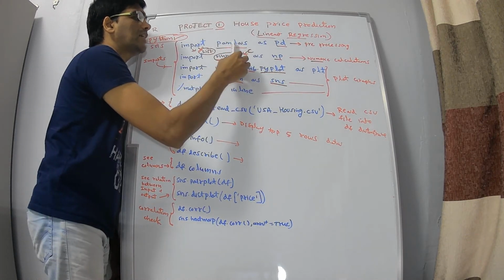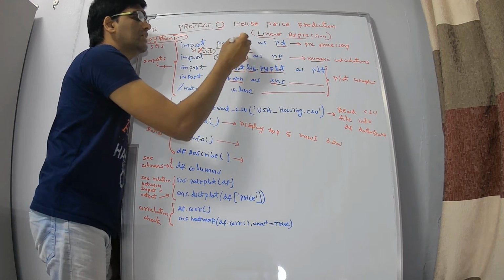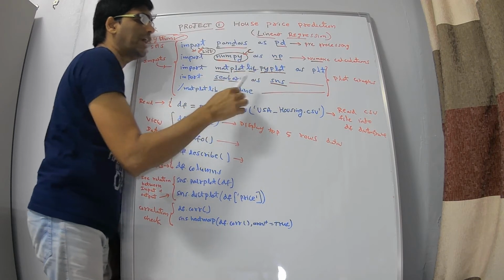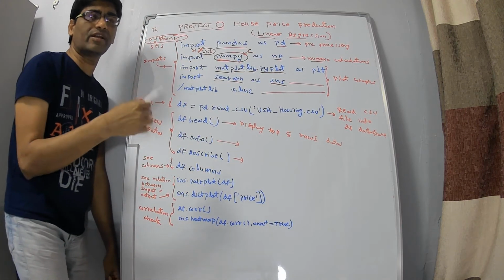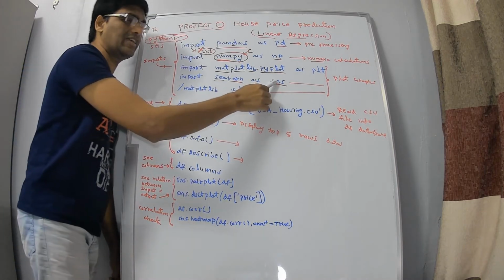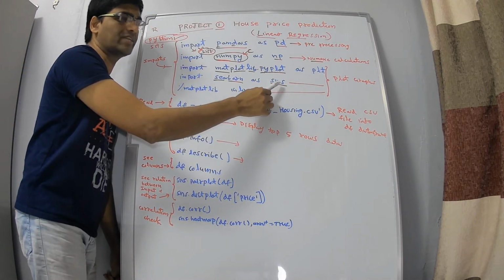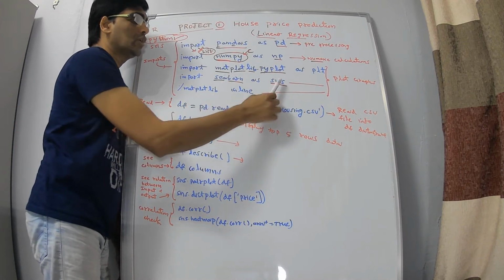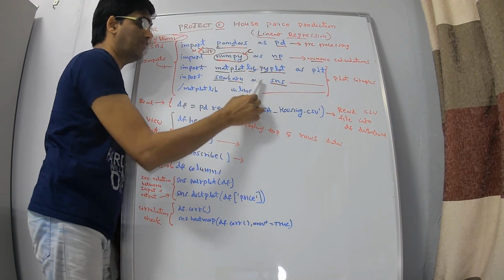For example, see pandas means pd, taken from the same words only. Numpy means np. Try to give an alias that anybody generally can recognize. It should make sense, then only others also will understand our code. That is the objective. Okay. So seaborn is another good library for graphing.